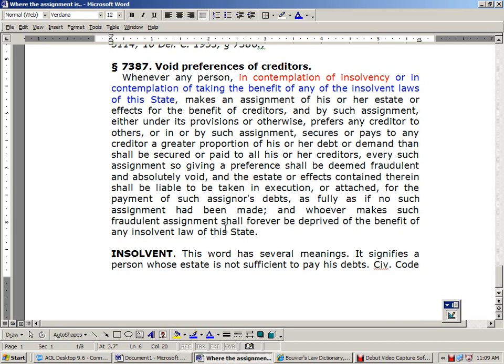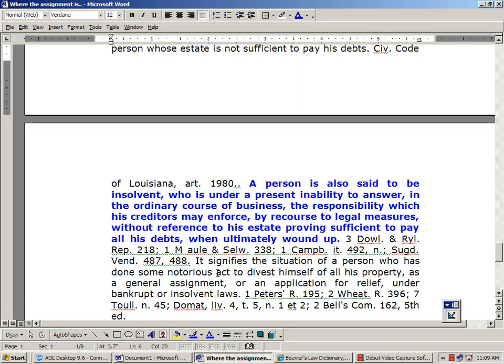So in insolvent, this word signifies several meanings. It signifies a person's estate is not sufficient to pay his debts. But I like this. A person is also said to be an insolvent who is under a present inability to answer, in the ordinary course of business, the responsibility which his creditors may enforce by recourse to legal measures without reference to his estate proving sufficient to pay all his debts when ultimately wound up. That makes you an insolvent. You have no ability to answer.